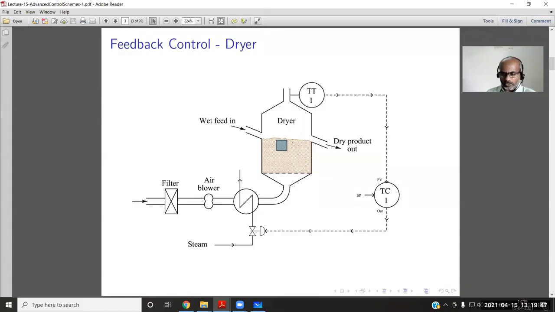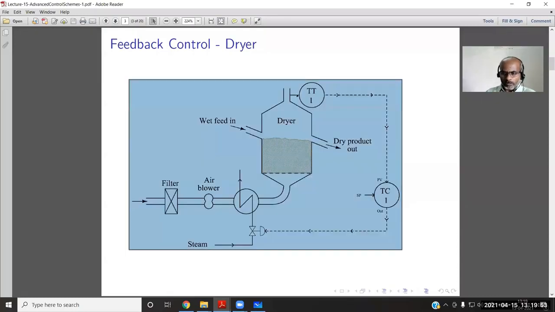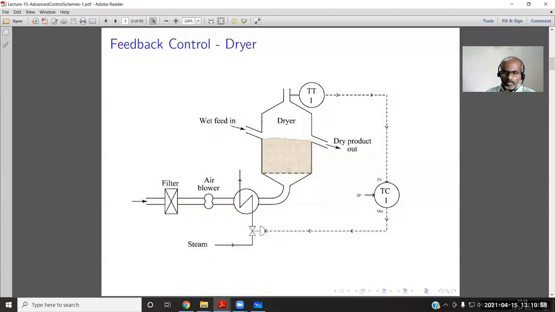Otherwise, it is a kind of ensuring that all the moisture is taken in the air. So simply by measuring the air temperature, we are controlling the drying process, and this measurement is taken, and accordingly we are adjusting the steam flow. So it's the simplest feedback controller.